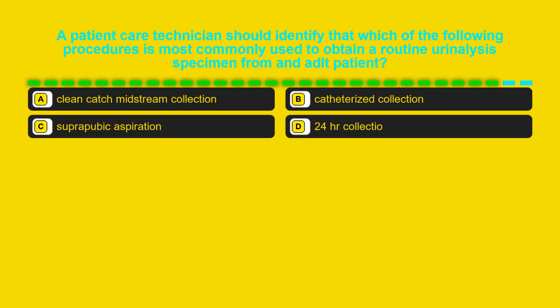Question 15. A patient care technician should identify that which of the following procedures is most commonly used to obtain a routine urinalysis specimen from an adult patient. Option A. Clean catch midstream collection. Option B. Catheterized collection. Option C. Suprapubic aspiration. Option D. 24 hour collection.